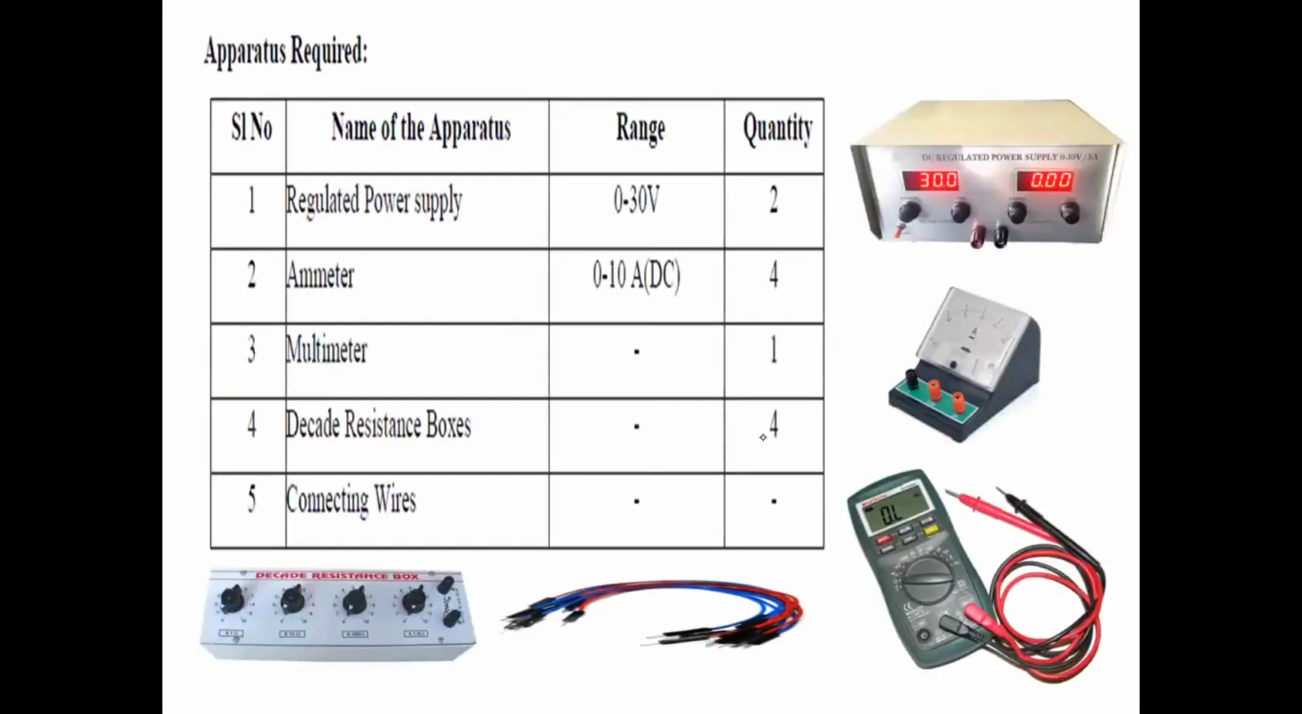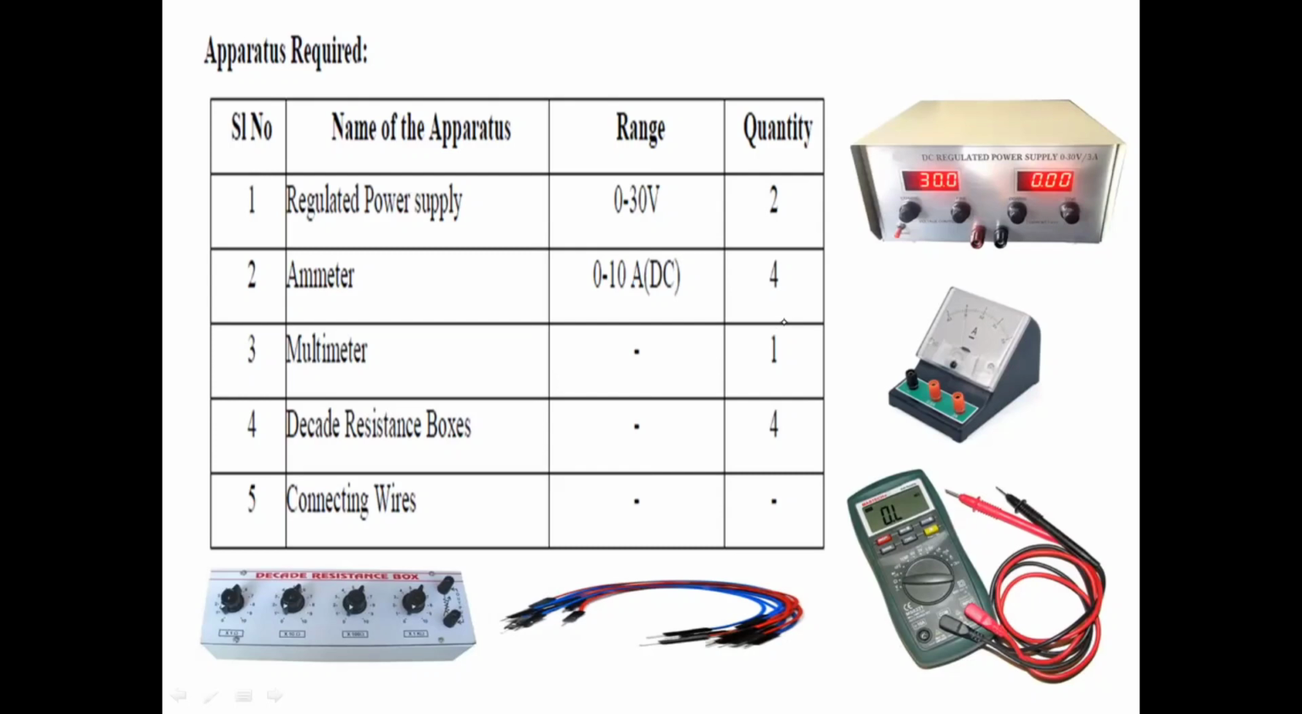In order to conduct the experiment, these are the apparatus which are required. The first one is the regulated supply, to apply the rated voltage to the circuit. In our laboratory we are using one in the range of 0 to 30 volts, and basically we need two: one for KVL and another for KCL. If you are doing them at a time, it needs two, or else one regulated power supply is sufficient for the experiment.